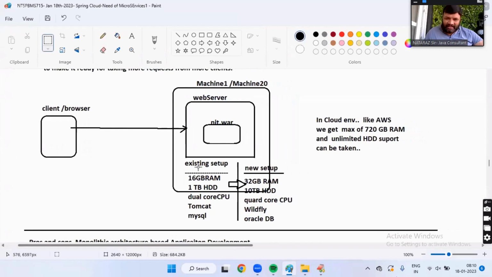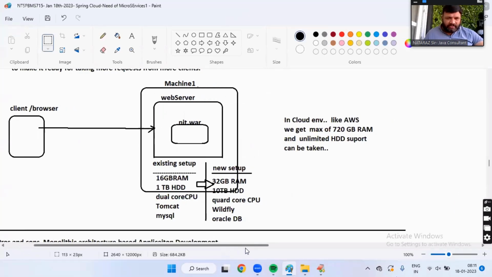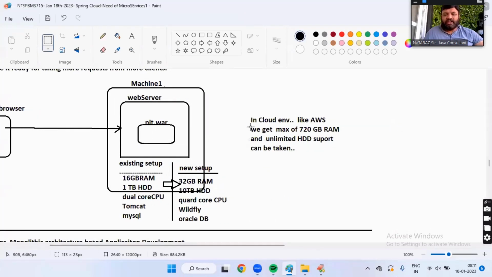This is vertical scaling. Changing the existing setup to a new setup is nothing but vertical scaling, right? In the same machine, I'm just increasing the hardware and software infrastructure. In a cloud environment like AWS, we can get a max of 720 GB RAM and unlimited HDD support.